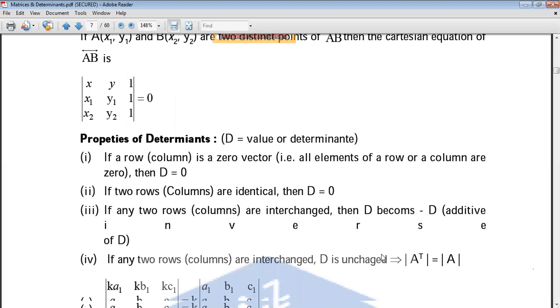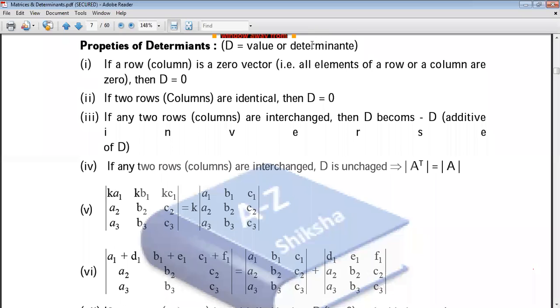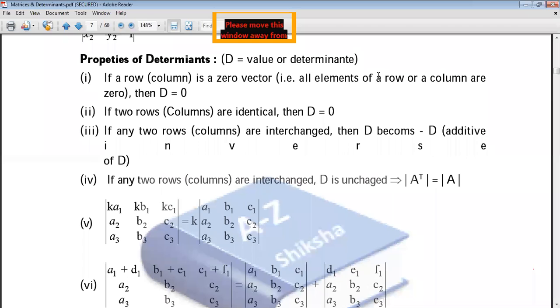How many properties are given here? Lots of properties, but all the properties are not required. See, the first property, what is the first property of determinant?